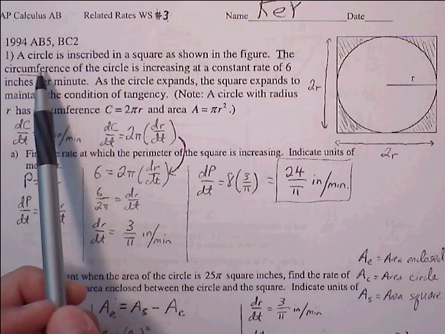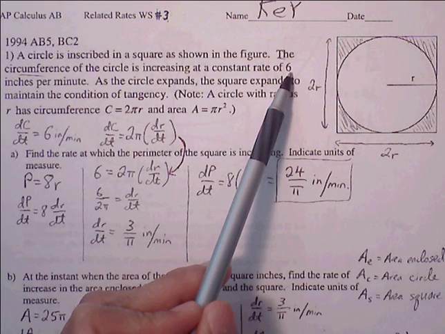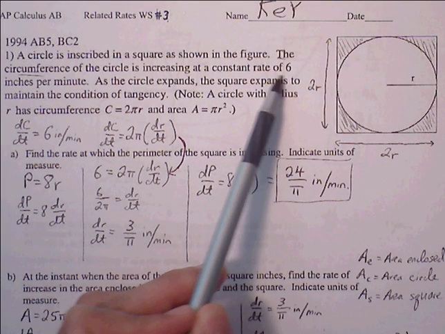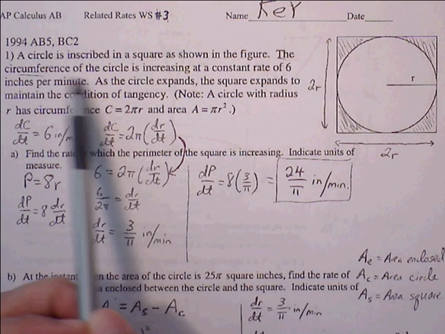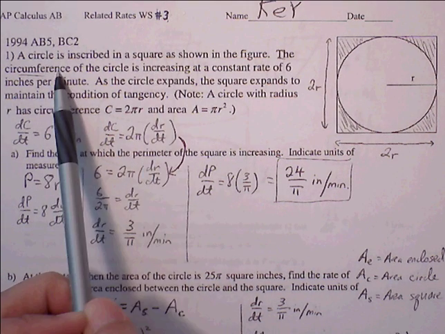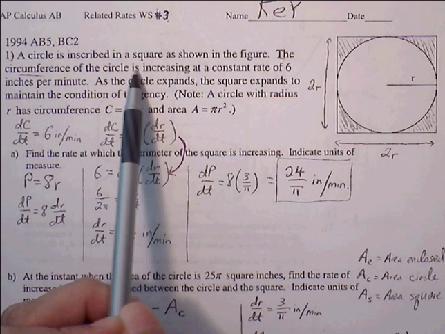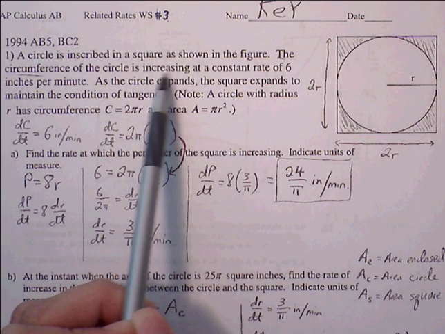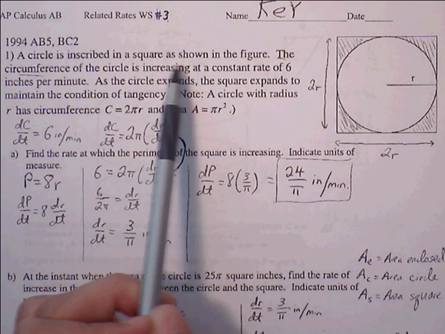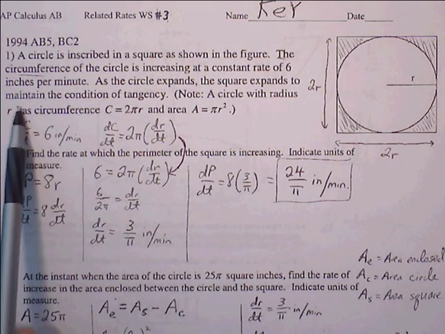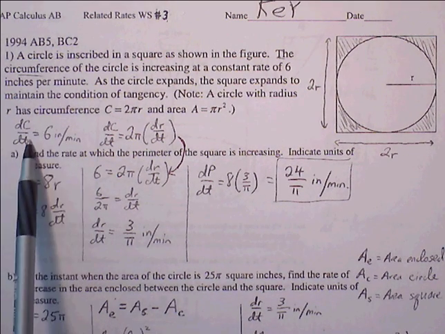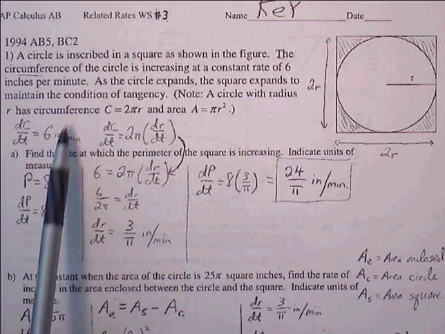So from here we know what value to assign this variable to, because we see 6 inches per minute. This is describing not circumference, but the rate of change of circumference. We see the word increasing and circumference. So we know that the rate of change of circumference must be equal to positive 6 inches per minute because we see the word increasing. So from there, we can just go ahead and assign the variable to the value in the problem.